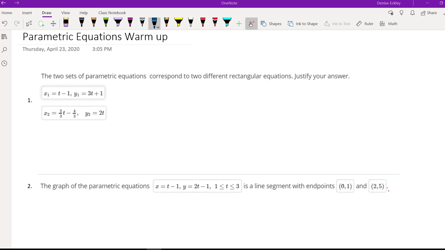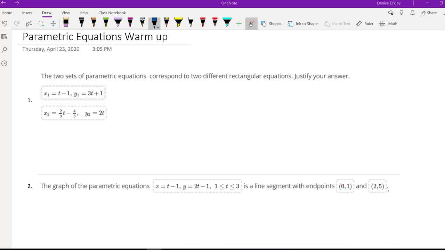So number one, the two sets of parametric equations correspond to two different rectangular equations. This was a true or false question, and you are to justify your answer if it is false. And so what we want to do is see if they represent the exact same curve. So one way you can do that is to algebraically solve it for a rectangular equation.